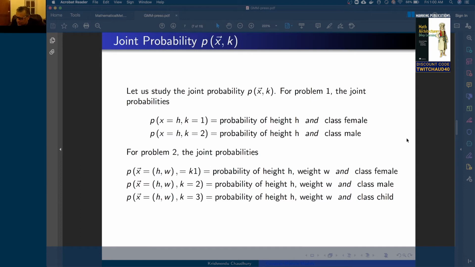So given a particular input x, if we are trying to find out if this is male or female, we will just have to check the probability of x and 1, and also the probability of x and 2, and see which one of them is larger, and we will predict that class.